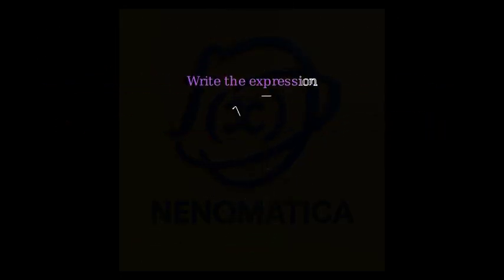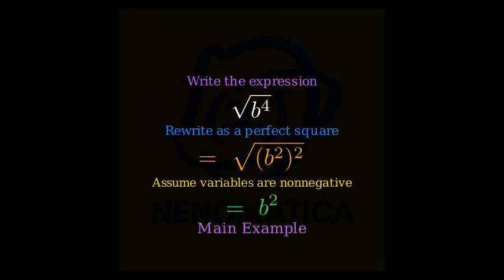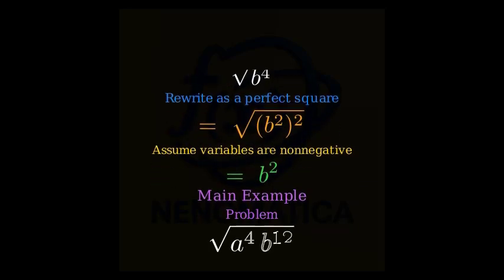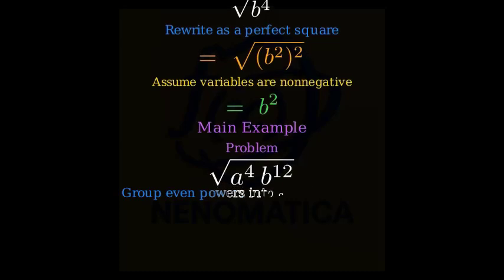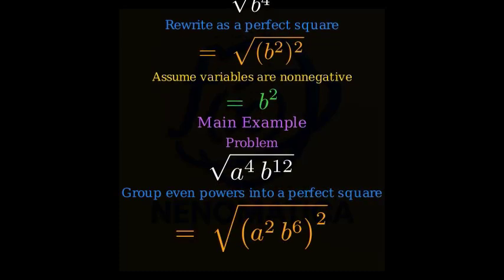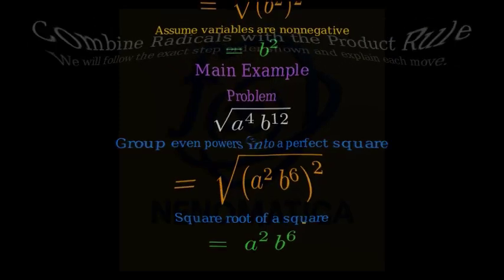Start with the square root of b to the fourth. Rewrite the inside as the square of b squared. The square root of a square cancels, so the result is b squared. Now, the main problem. Begin with the square root of a to the fourth times b to the 12th. Factor the inside as a single square, namely (a squared b to the 6th) squared. Drop the square root and the square, leaving a squared b to the 6th. That is our final simplified form.